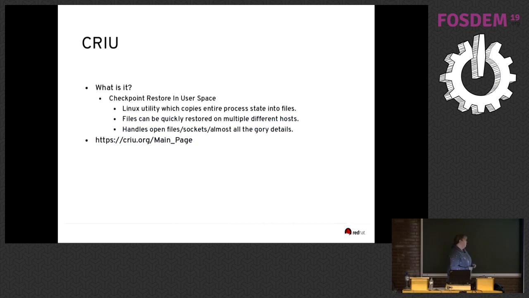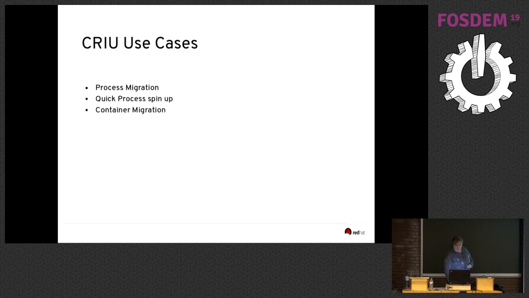So Checkpoint Restore in Userspace is a Linux utility. I'll go into a little bit more detail about how it works later. It handles a lot of the things you wouldn't expect it to, like files and sockets. Pretty much all of the hairy stuff it can do. And if you want to read more about it, you can read it there. And there are people here that actually work on CRIU. I don't know if they're in the room right now. But there are people here at FOSDEM. So this is used mostly for process migration, the DevOps folks who want to move a process somewhere else, quick process spin-up, which is why I got interested, container migration.